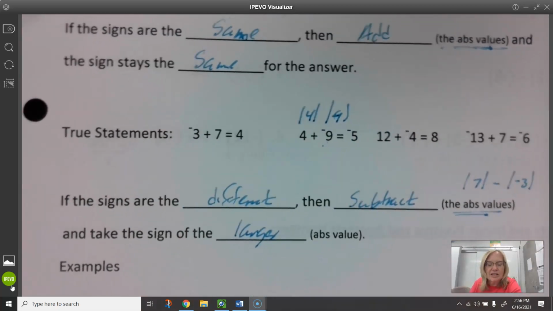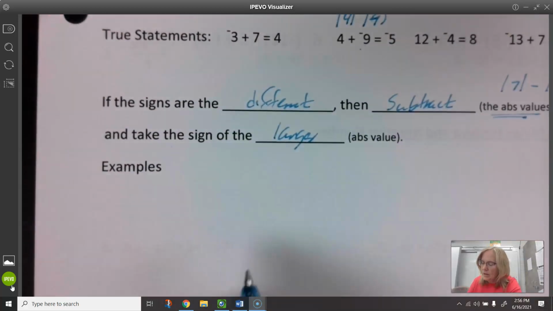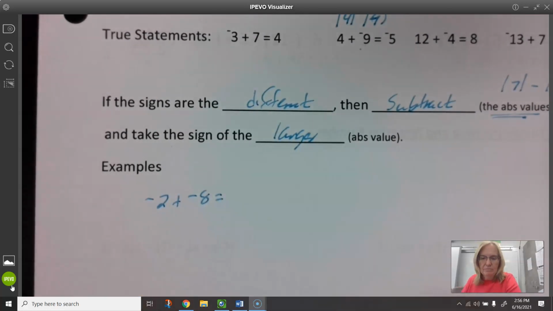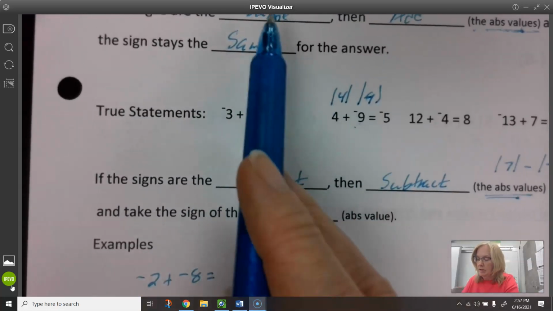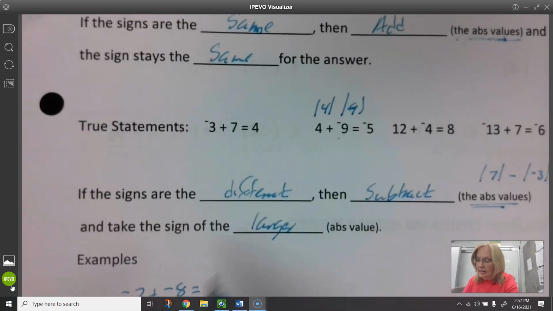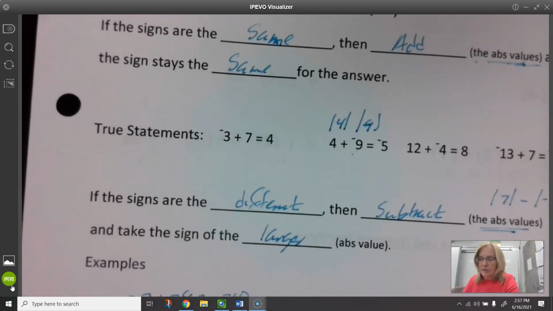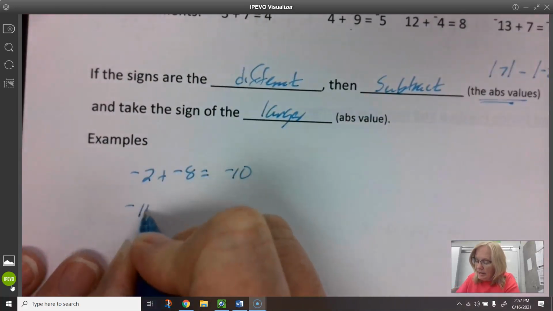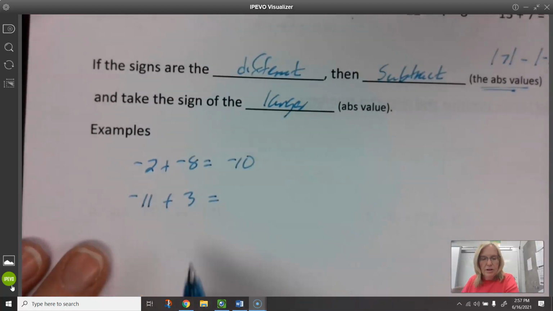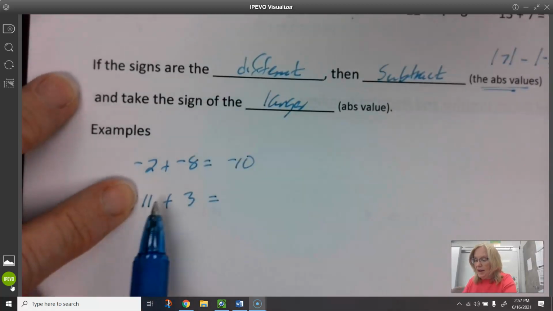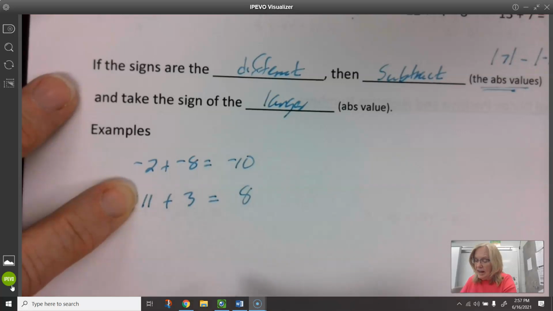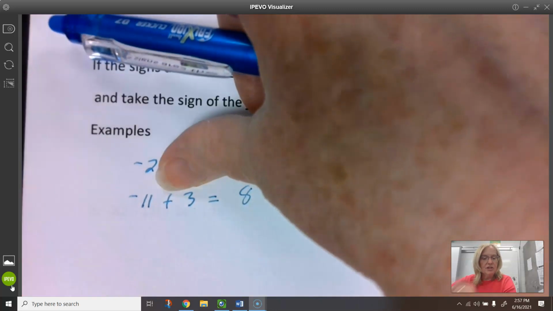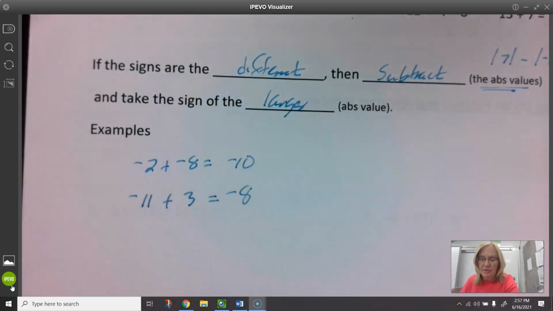Okay, so let's just look at some examples. If I have -2 plus -8, what does that give me? Signs are the same, so I add, and the sign stays the same. Okay? -11 and 3. My signs are different, so I'm going to subtract 11 minus 3, which is 8, and I'm going to take the sign of the larger, which is bigger, 3 or 11. The 11 is, so I take the sign of the 11, I get a -8.